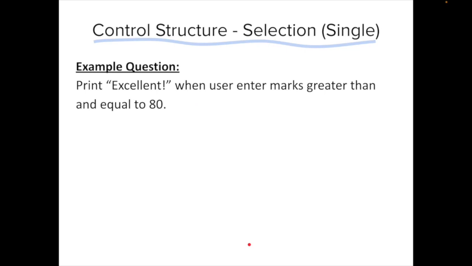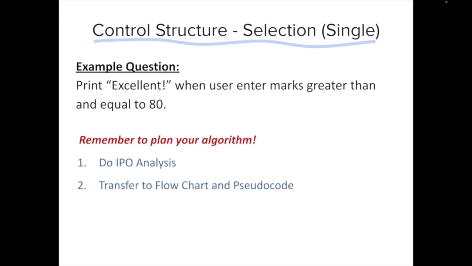Okay, so kita tengok example questions untuk single selection. So, let's say we have this one question. Print excellent when user enter marks greater than and equal to 80. Obviously, when we get a problem statement, what we need to do first? We need to do IPO analysis. And from that IPO analysis, we can transfer that information to flowchart and pseudocode.